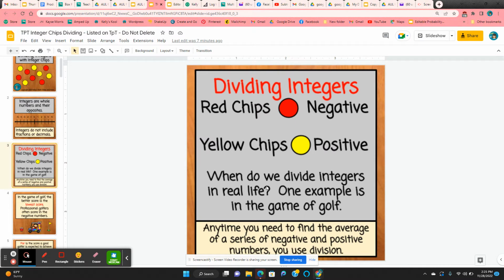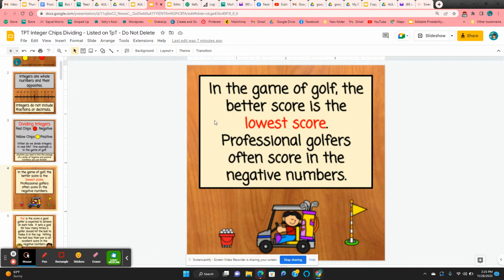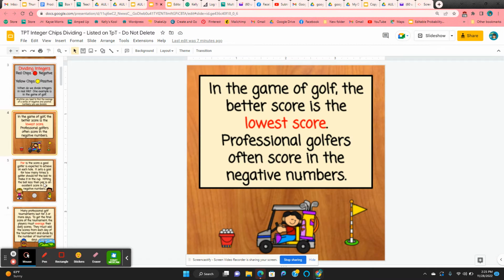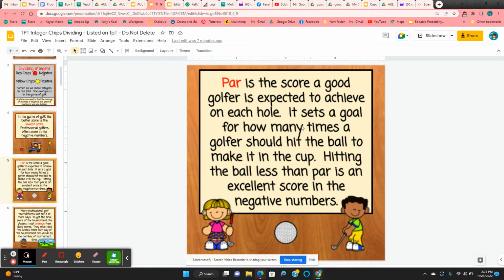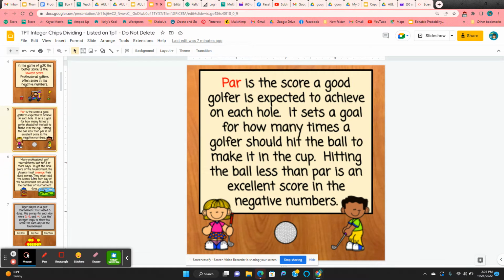A real life example for dividing integers is in the game of golf. So it explains a little bit about playing golf. In the game of golf, the better score is the lowest score, and professional golfers often score in the negative numbers. Par is the score that a good golfer is expected to achieve on each hole. It sets a goal for how many times a golfer should hit the ball to make it into the cup. So hitting the ball less than par is an excellent score, in the negative numbers. It's just giving students a little background, a real life example.